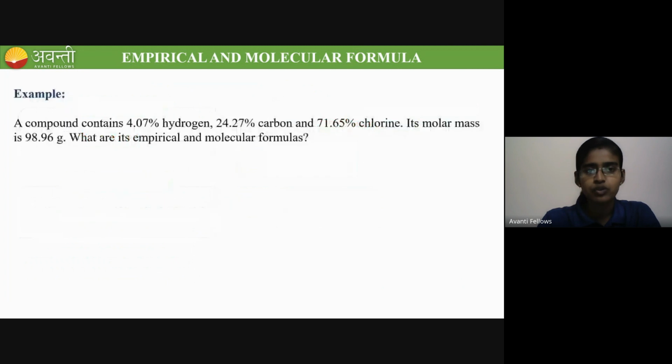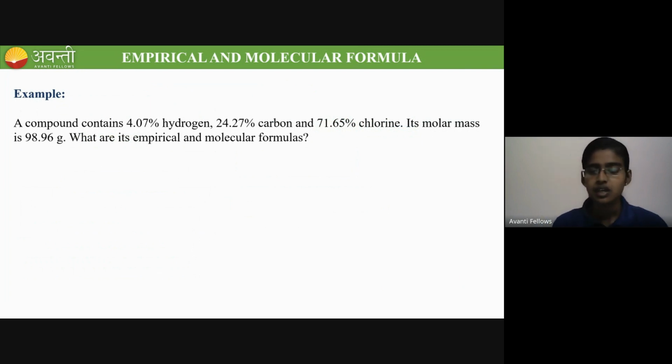So now we will solve one example on this. I will tell you how to find out the empirical formula first. Suppose the question is like this: a compound contains 4.07% of hydrogen, 24.27% of carbon, and 71.65% of chlorine. Its molar mass is 98.96 gram. What are its empirical formula and molecular formula?